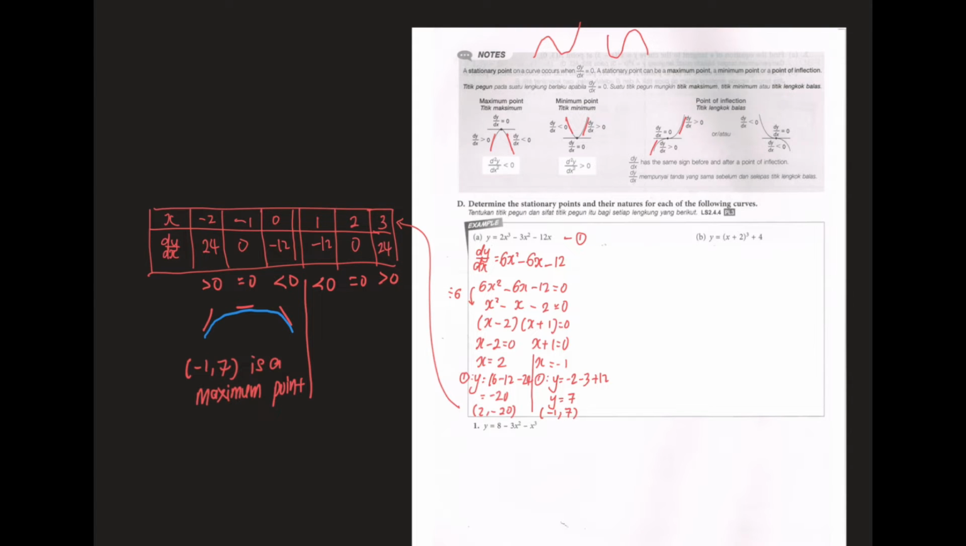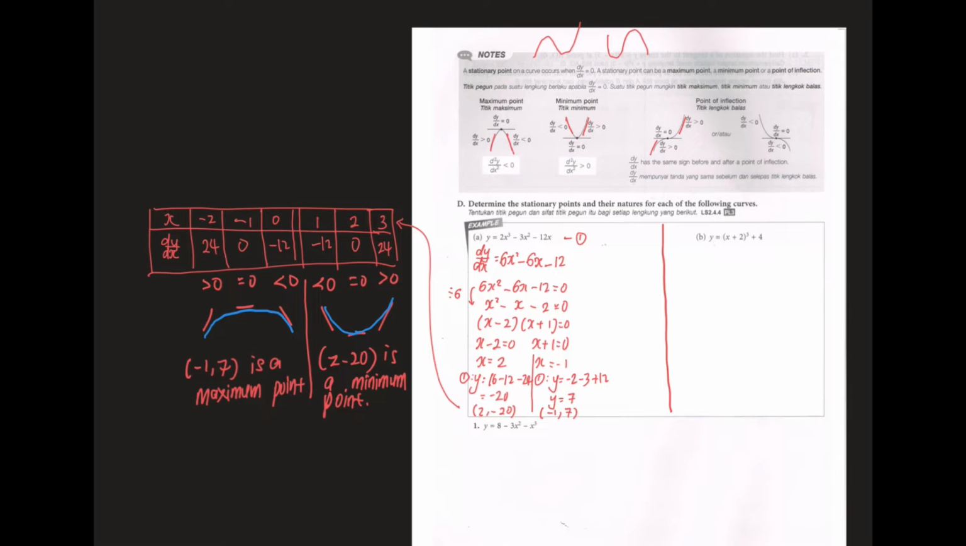So less than 0, the graph is going down. Equal to 0 is flat. More than 0 is going up. So at the end, you can see it represents a minimum. And our coordinate is 2, -20. Then we say it is a minimum point. Okay, so that is how we solve the question.